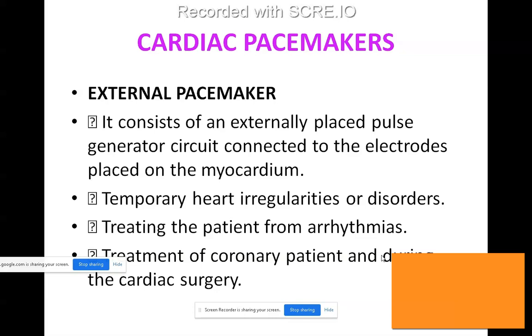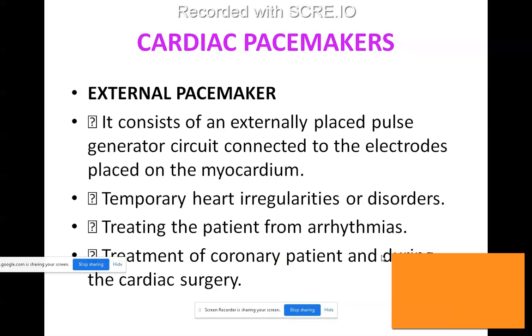The myocardium means what? The above surface, okay. In the chest you will be placing the electrodes. So temporary heart irregularities or disorder, temporary heart attack, that is mild attack, in that case you will be using this type of external pacemaker, treating the patient from arrhythmias.